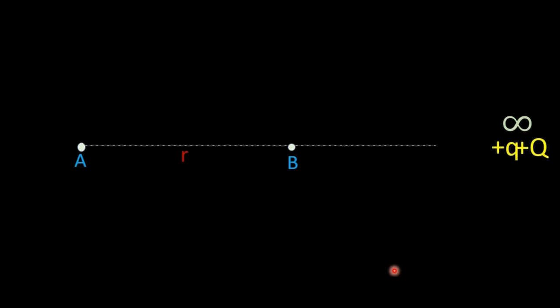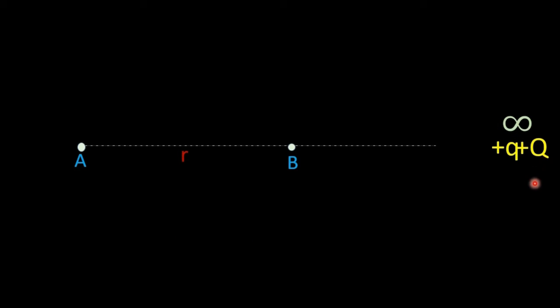Let us consider a scenario where we have two charges. One is plus capital Q, another is plus small q at infinity. Now the amount of charge present in plus capital Q is much more than that of plus small q. Hence, plus capital Q is considered as the source charge and plus small q is considered as the test charge. Later we'll discuss the significance of taking a test charge in this case.